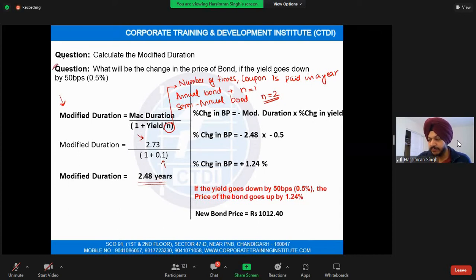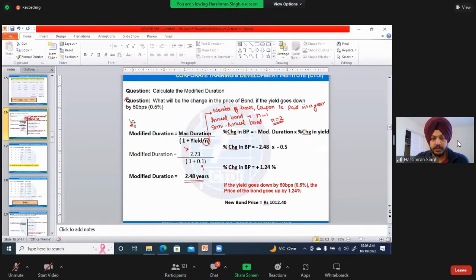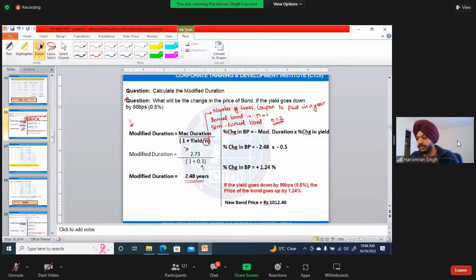This is the next question. What will be the change in the price of bond if the yield goes down by 50 basis points? So this is a formula, percentage change in bond price is equals to... I'll just do one more question like this, and today I will not do anything more than this.